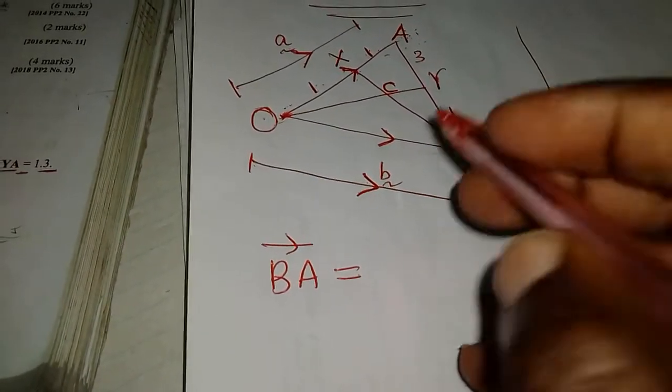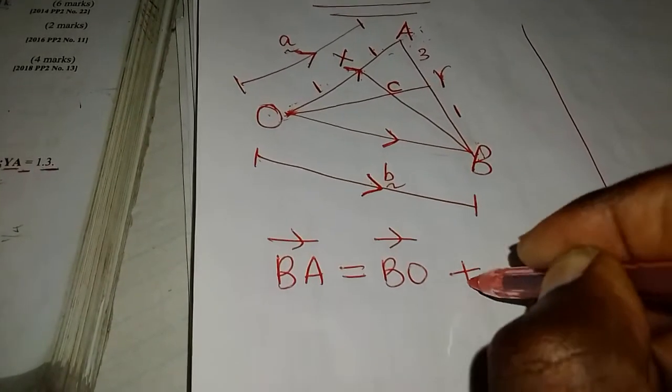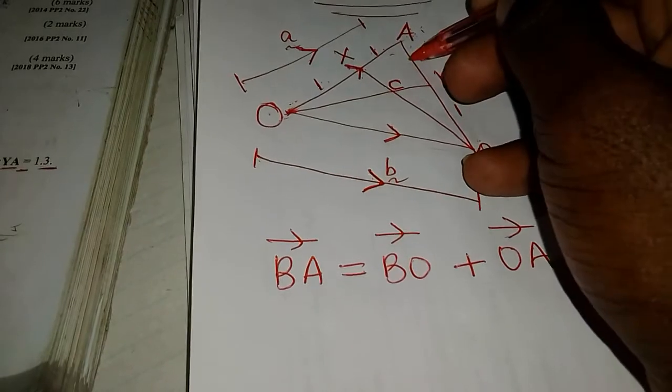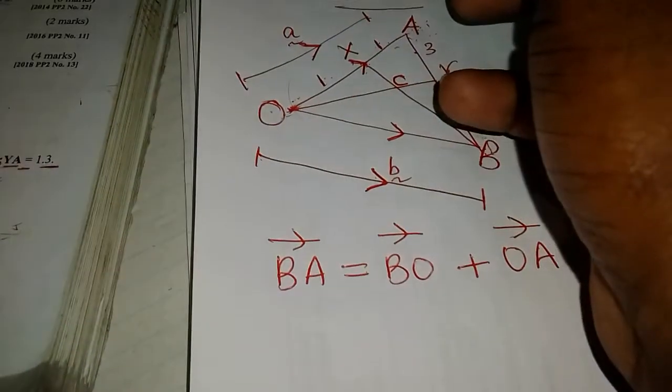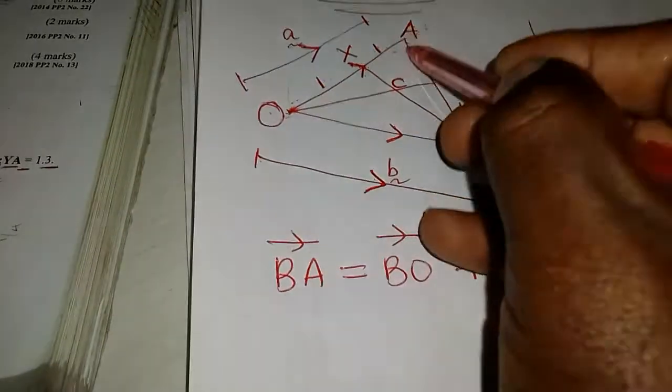You see? So I'm going to have BO plus OA. I don't say BA directly. Yes, I want to get BA, but I don't use this route. I have to actually take another route. So I want to move from B to A, but I have to say BO plus OA.